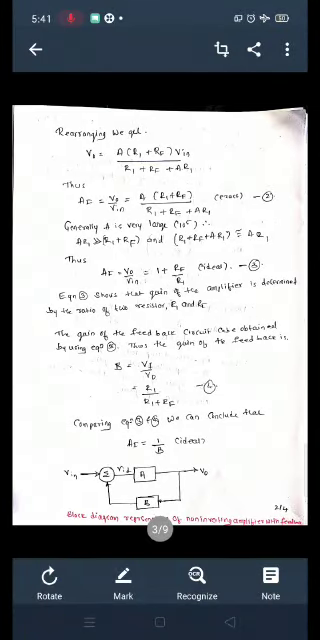Finally, the closed loop voltage gain AF can be expressed in terms of open loop gain A and the feedback circuit gain B. Rearranging our equation number 2, we get AF is equal to A into (R1 plus RF) divided by (R1 plus RF plus A into R1). That is the final equation. When we simplify this, the closed loop gain is equal to A divided by 1 plus AB. In this equation, AF is the closed loop voltage gain, A is the open loop voltage gain, B is the gain of the feedback circuit, and AB is the loop gain.